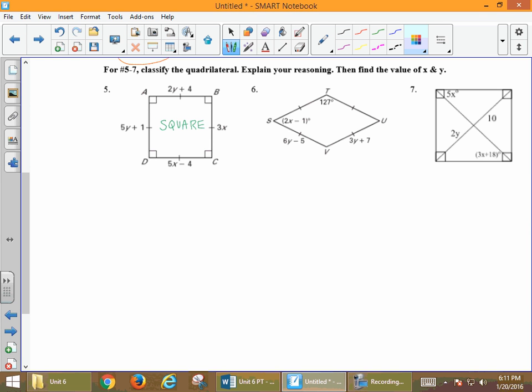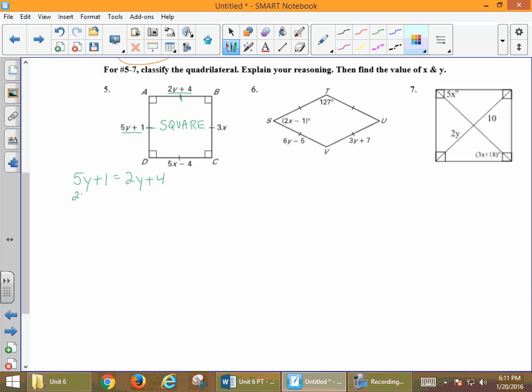All four sides are the same length and 90 degrees in the corners. Because it is a square, I can set any of the sides equal. Yes, opposite sides are equal, but more importantly, all sides are equal. So I'm going to take the two that have y, 5y plus 1 and 2y plus 4, and I'll set those equal. 5y plus 1 and 2y plus 4 have to be the same distance. They have the little markings. You can see the marks on them. The one mark tells me that it is the same.